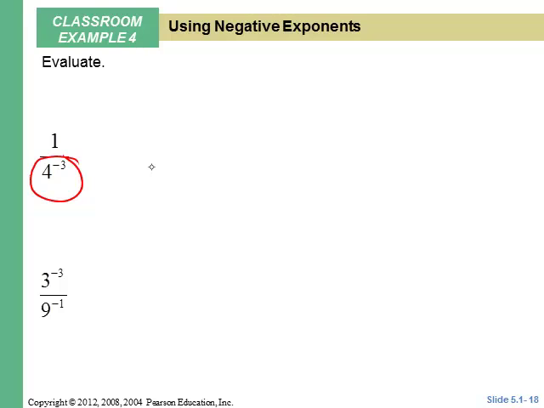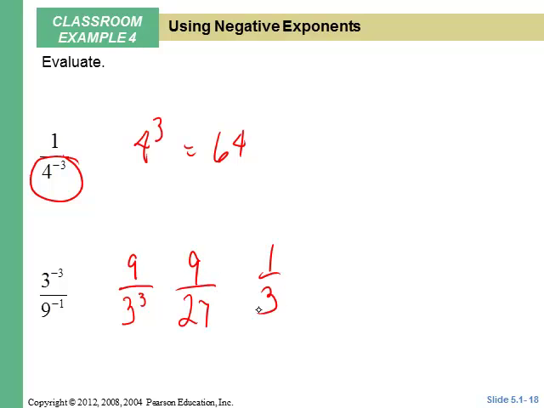How about this one? Now we've got the negative on the bottom. So that is the reciprocal of the reciprocal, which makes the 4 to the third on top. 4 to the third is 64. The 3 to the negative third, so the 3 goes on the bottom to the third. 9 is to the negative first, so the 9 goes on the top. 3 to the third is 27. 9 over 27 is 1/3.